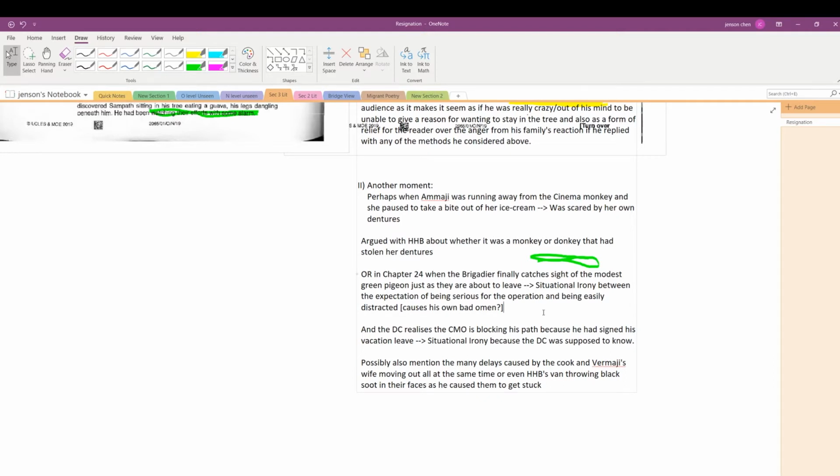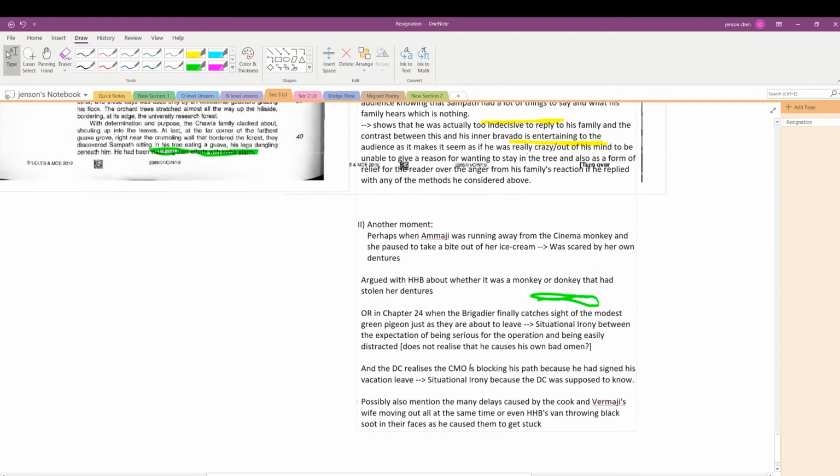In this case, I would say it's humorous because he causes his own bad omen. Probably if he hadn't been distracted by this and left on time, he would have avoided all of these roadblocks, which happened at the same time that he's leaving. And of course, he's only leaving at that time because he delayed himself. So yeah, the fact that he does not realize he causes his own bad omen. Okay, another situational irony, because the DC also blocked himself when he signed the CMO's vacation leave.